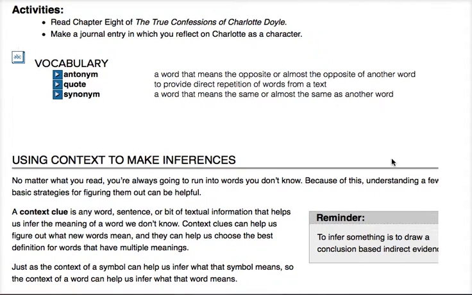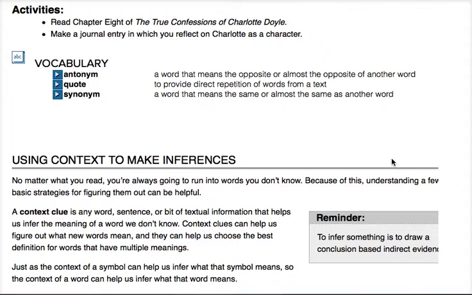First, before you go any farther in this video, you should have read Chapter 8 of The True Confessions of Charlotte Doyle. Otherwise, this isn't going to make any sense, and you're going to have a hard time answering the questions. So, stop this video if you have not read Chapter 8 and go read it, and then come back. And then you are going to make a journal entry in which you reflect on Charlotte as a character.